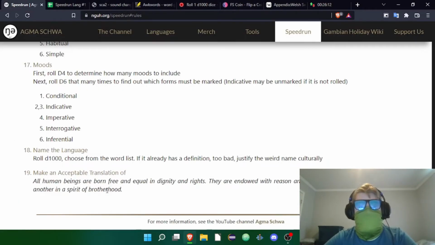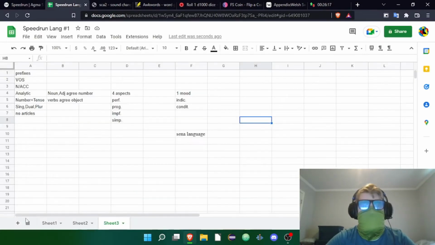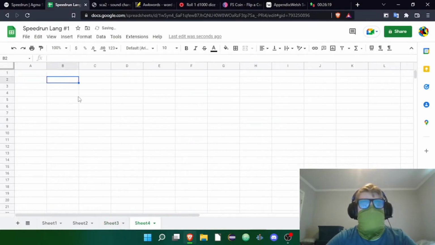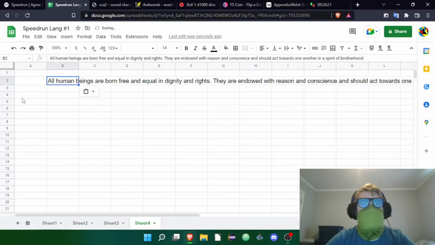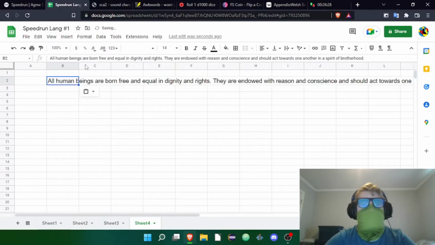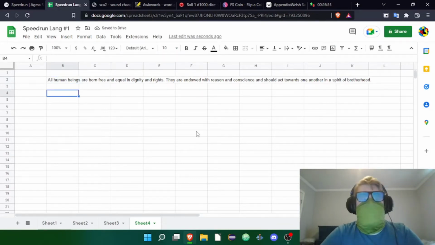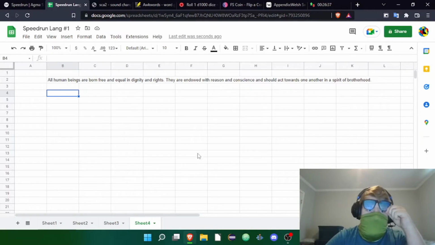All right. We've named the language, and now we need to translate this passage. So let's get a new sheet for this. Let's make this a bit smaller. There we go. So, let's begin the hard work that is translating Article 1 from the Universal Declaration of Human Rights.